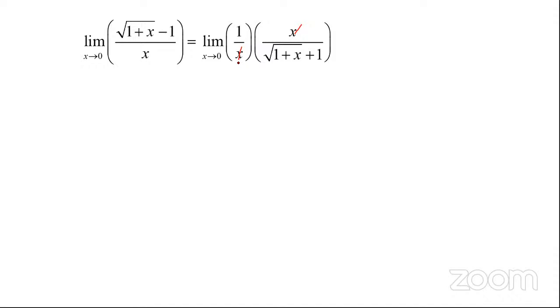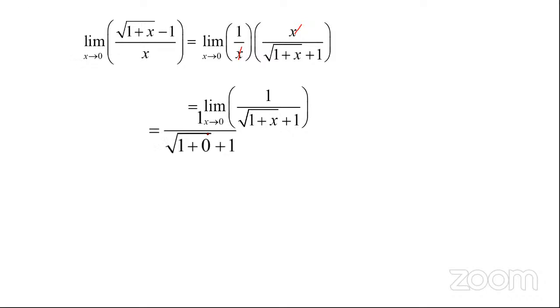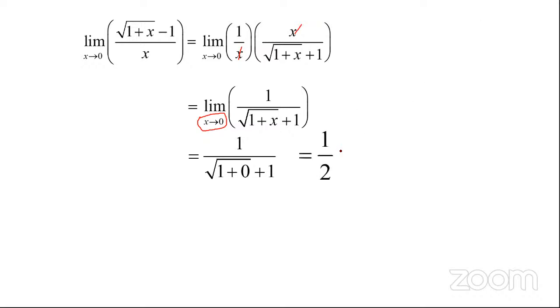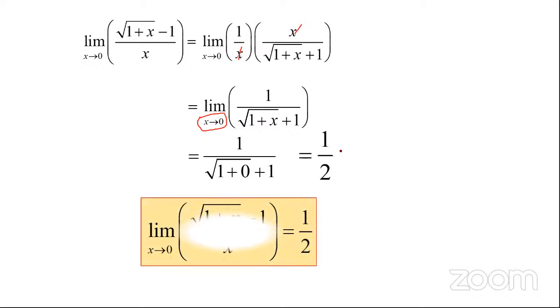So this will get cancelled. Then now I will get this value: limit x tends to 0, 1 by root of 1 plus x plus 1. Now we have to apply the limit. Just replace the x value as 0. Substitute there, then 1 by root 1 plus root 1. Root 1 is always 1, and 1 plus 1 is nothing but 2. So 1 by 2. This is the answer.